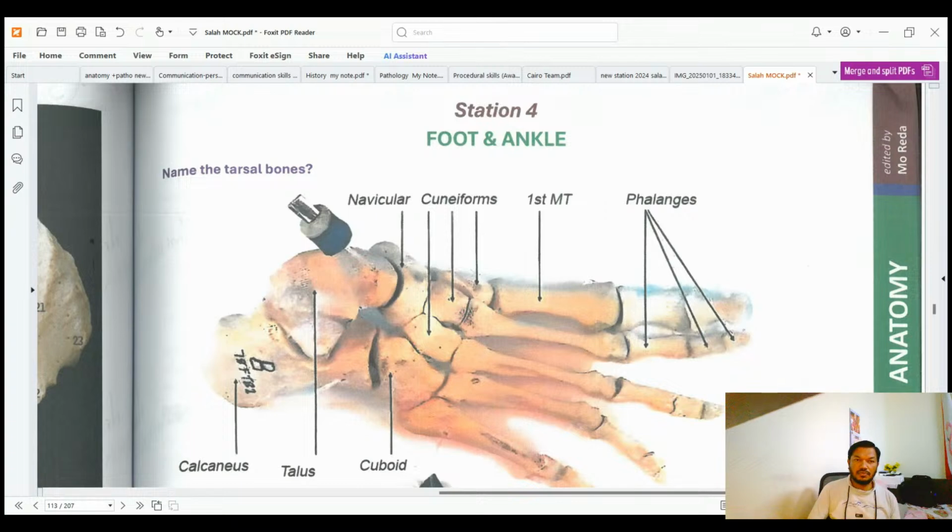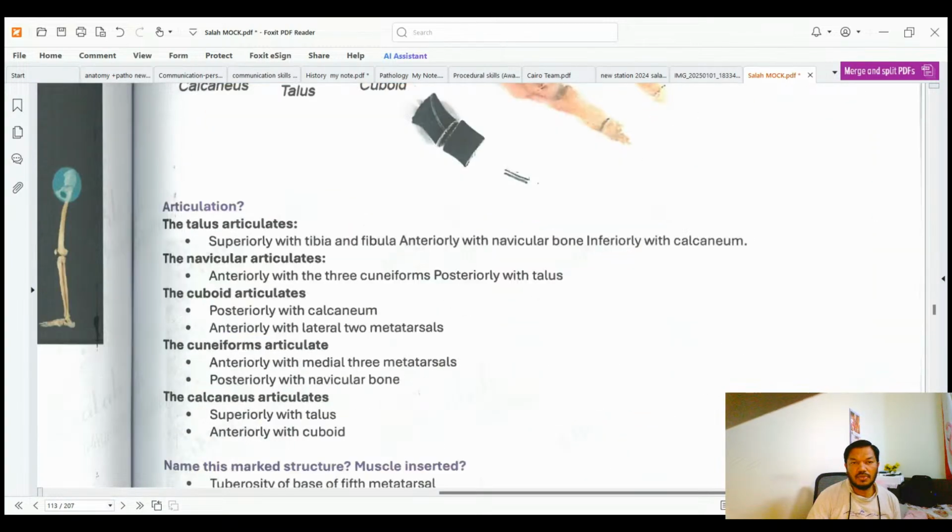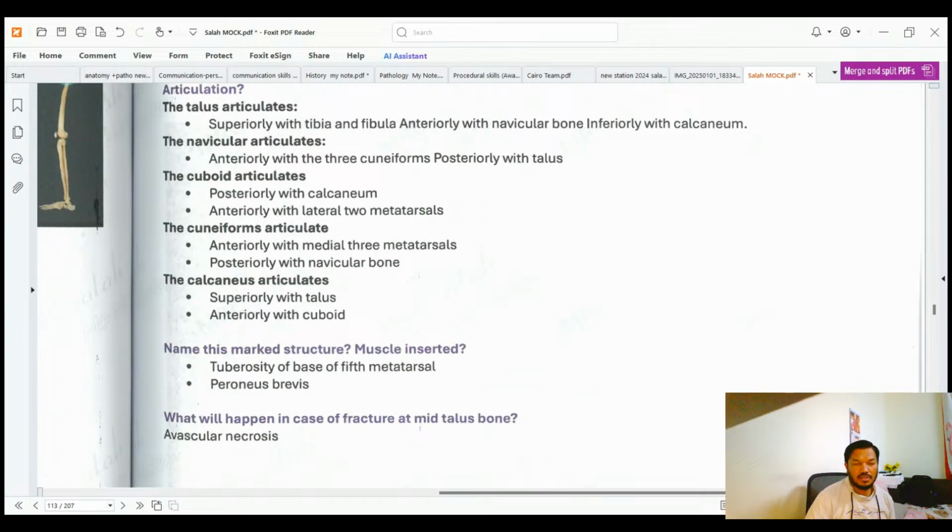Station 4, ankle and foot. Name the tarsal bones: calcaneum, talus, cuboid, navicular, cuneiforms, then the metatarsals and phalanges. Articulation: talus articulates. We started this one yesterday.